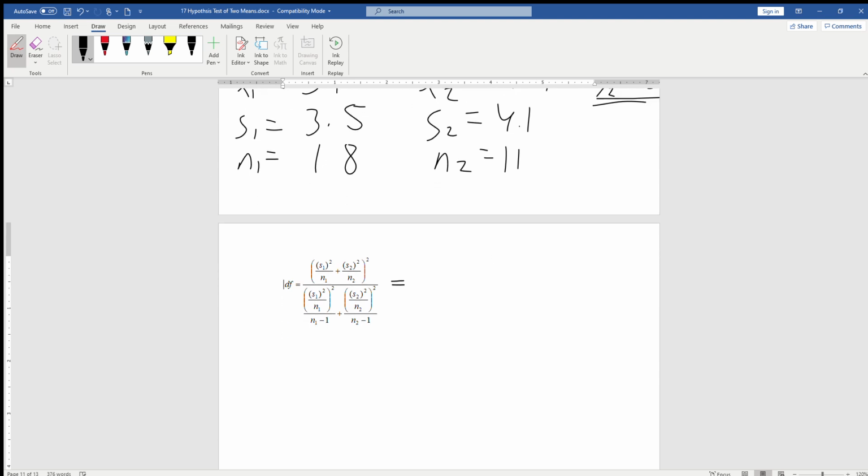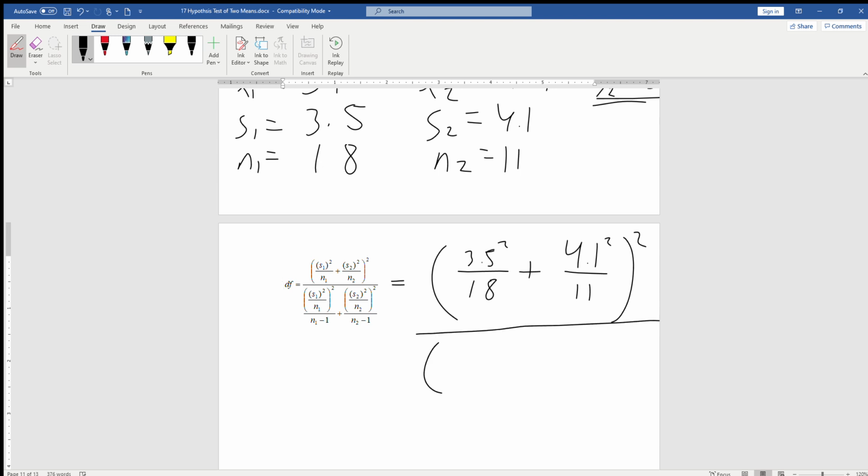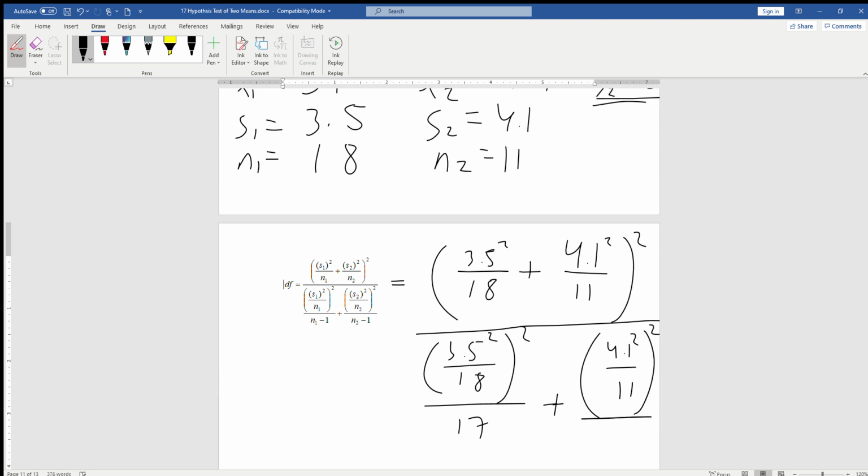When we substitute, we know that s1 is 3.5, so it's 3.5 squared divided by n1, which is 18, plus 4.1 squared divided by 11, and all of that is squared. We're going to divide that by 3.5 squared divided by 18, square that, and then divide that by 18 minus 1, which is 17, plus 4.1 squared divided by 11. We square that quantity, and then divide by 10.